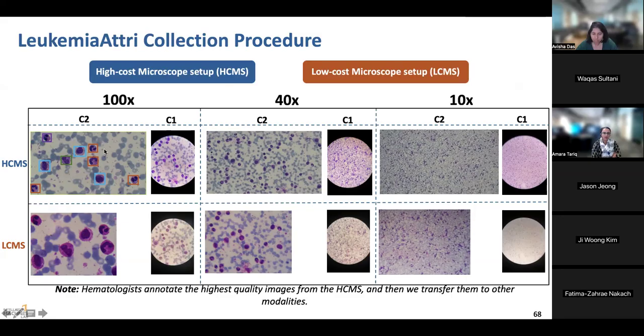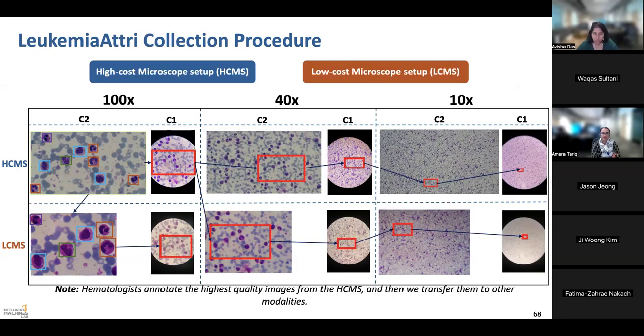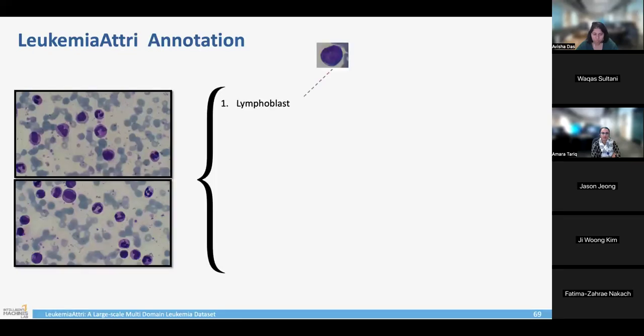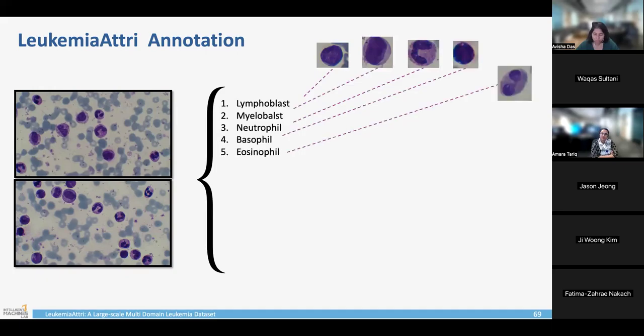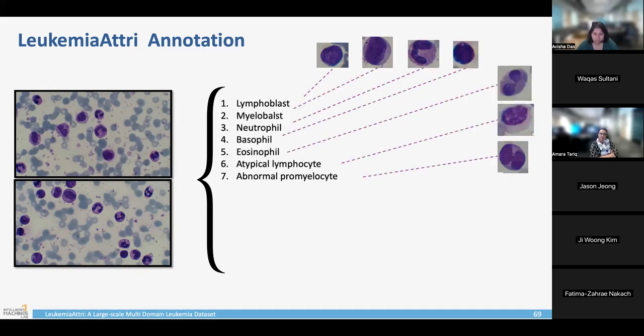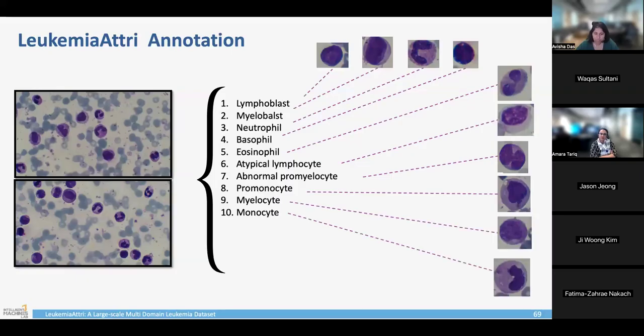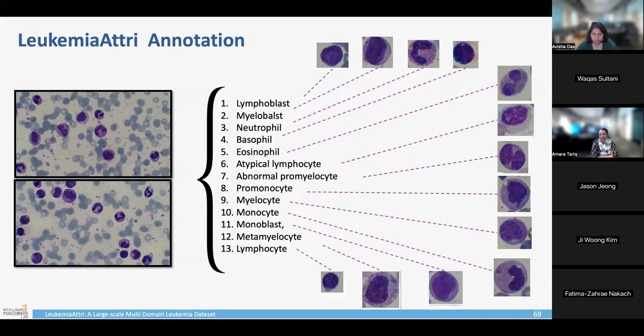And we got the annotation on these best quality images because we don't want annotation on the low quality images. And then we transfer these annotations on all these locations to the different areas. So, for example, we have lymphoblast, myeloblast, neutrophil, basophil, eosinophil, lymphocyte, chromocyte. I don't know, a lot of stuff. To me, it's A, B, C, D, E, F, G, all the classes. But the doctor knows better. So, monocyte, monoblast, and all this stuff.